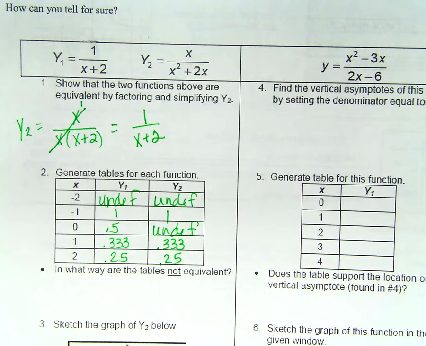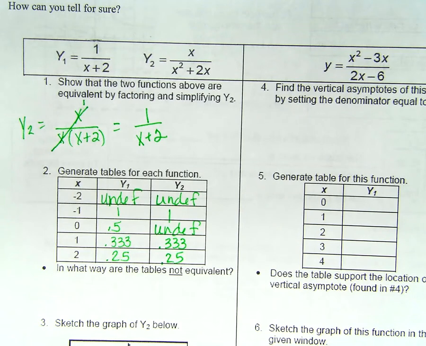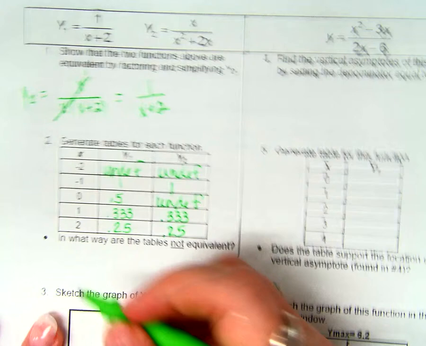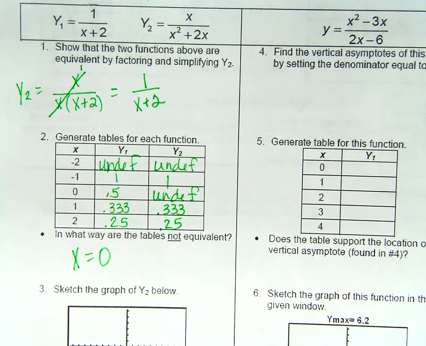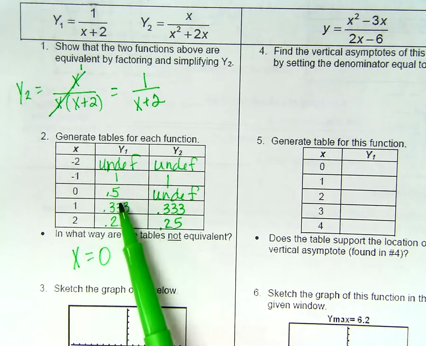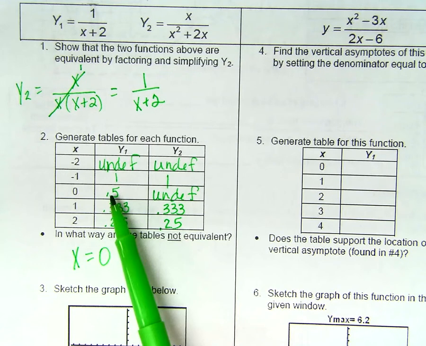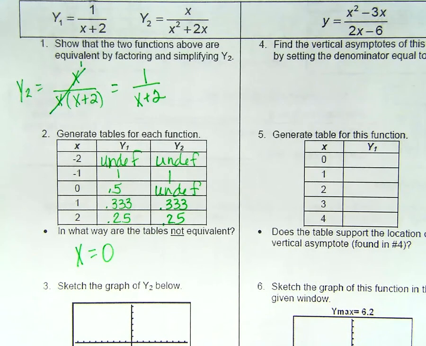Because you told me by factoring and simplifying that they are the same. You even said they're equivalent. You used an excellent math word. Are they? In what ways are the tables not equivalent? So the place that they're not the same is at x equals 0, right? That's where they're not equivalent. Because this first equation had a 0.5, it had value, and the second equation says it's undefined.